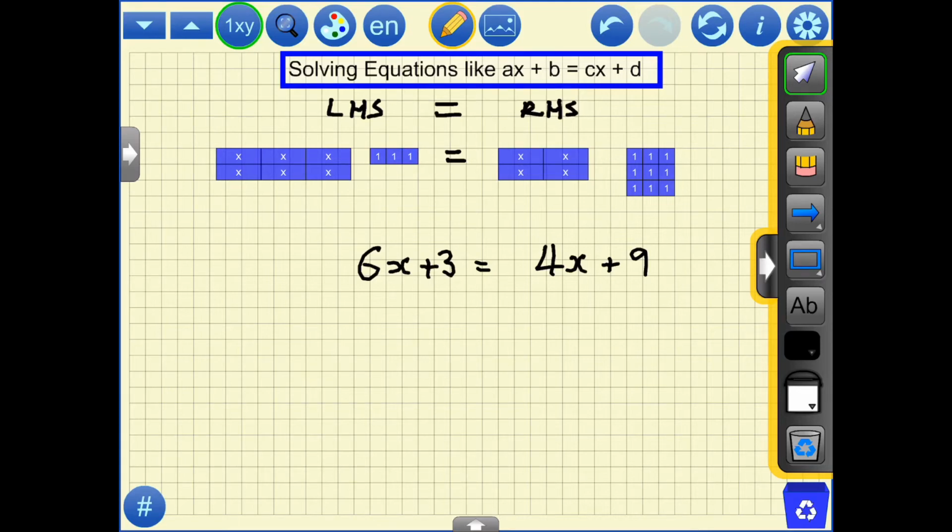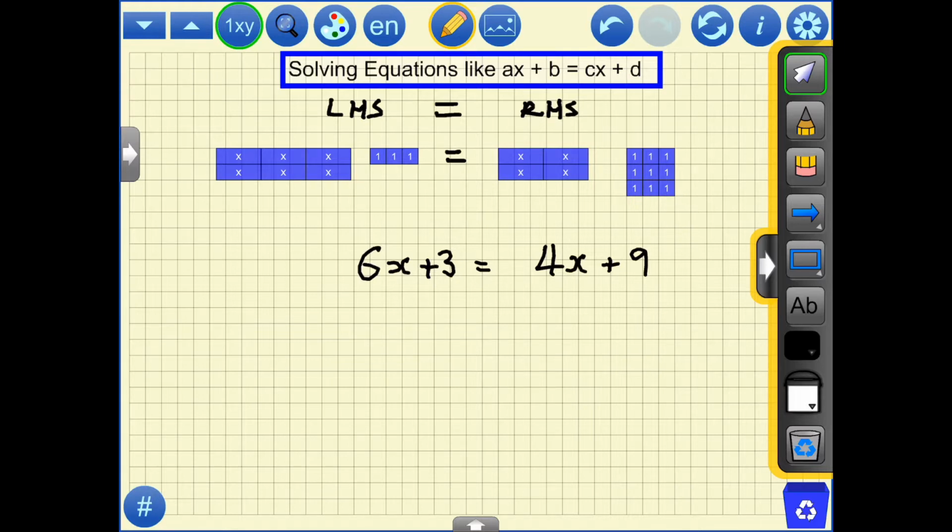Let's see how we can solve equations where we have an unknown on both sides of the equation. For example, 6x plus 3 is equal to 4x plus 9. To do this, we isolate the variable by using opposite operations. The thing that is different about these types of equations is we have to decide how we're going to isolate the x variable. We have a 6x on one side and a 4x on the other side.